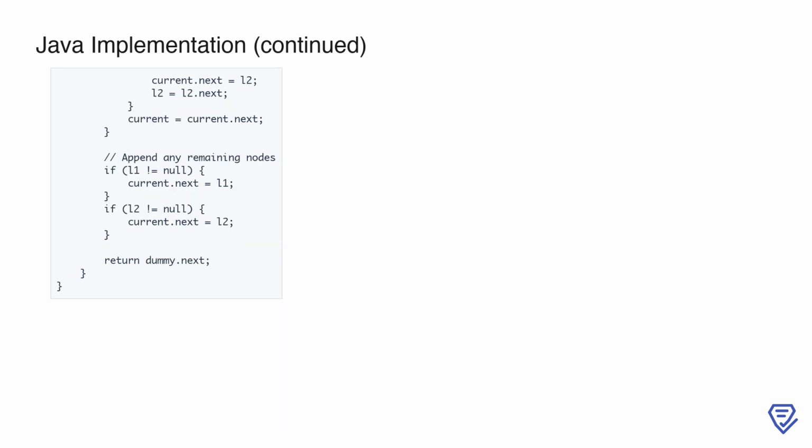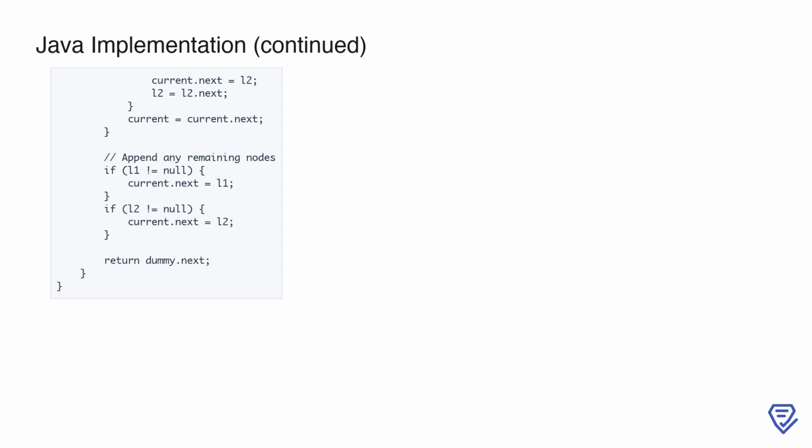In the mergeTwoLists method, we use a dummy node as a placeholder to simplify the merging process. A current pointer starts at the dummy node and helps us build the merged list. While both input lists have remaining nodes, we compare their values. If the value in the first list is smaller, we attach the node to the merged list and move the pointer in the first list.